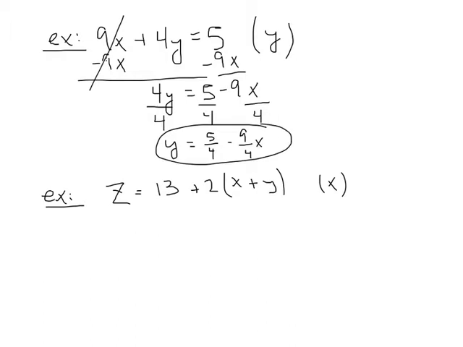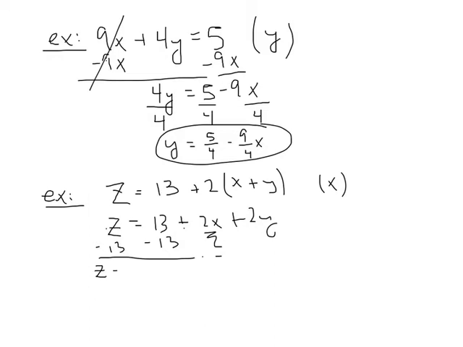In the final example, we see parentheses again, so remember, let's get rid of those first. z equals 13 plus 2x plus 2y. I'm trying to solve for x, and there's these two extra terms here, so I'm going to subtract 13 from both sides. So I end up with z minus 13 equals 2x plus 2y. I'm still trying to solve for x, so I'm going to subtract 2y from both sides now.